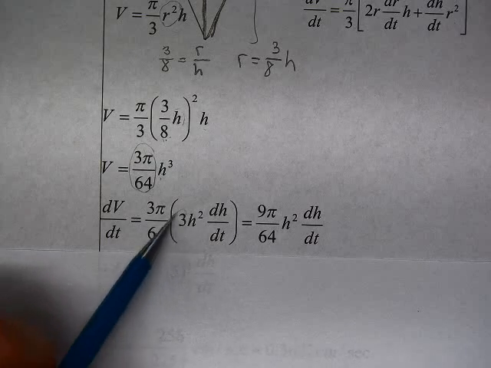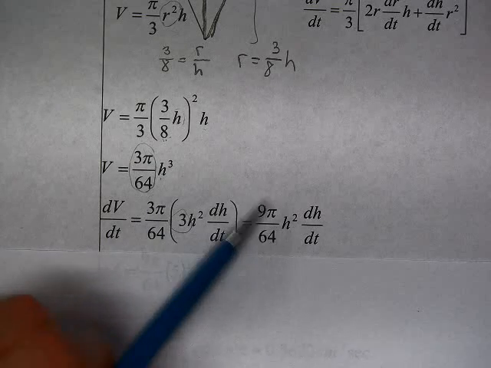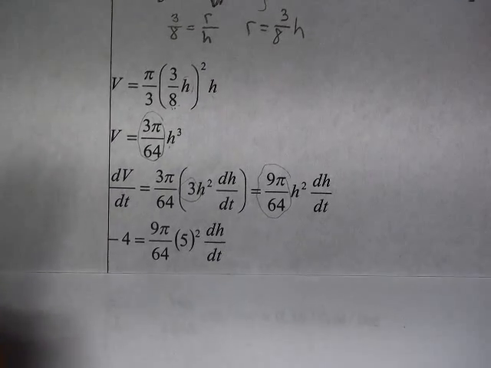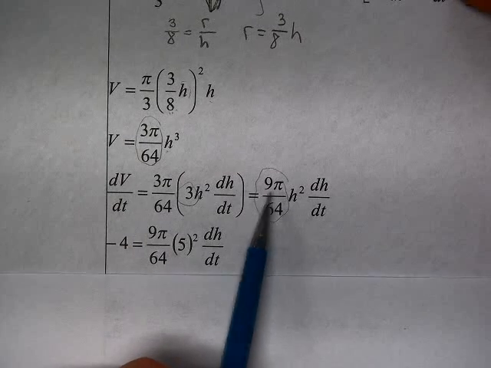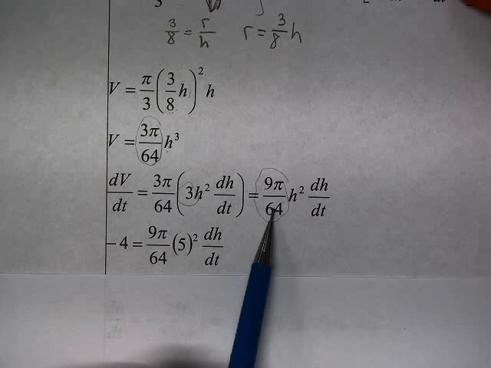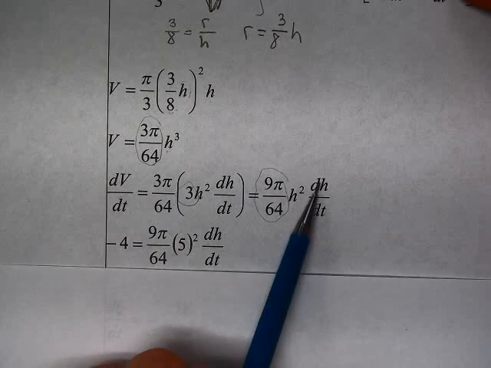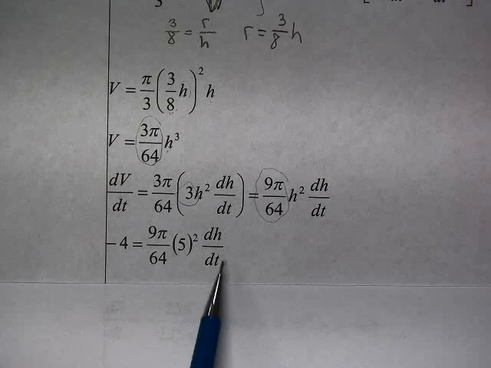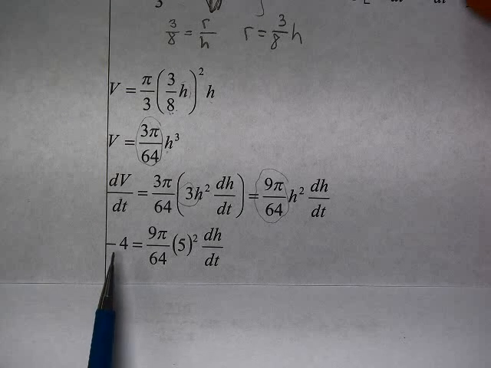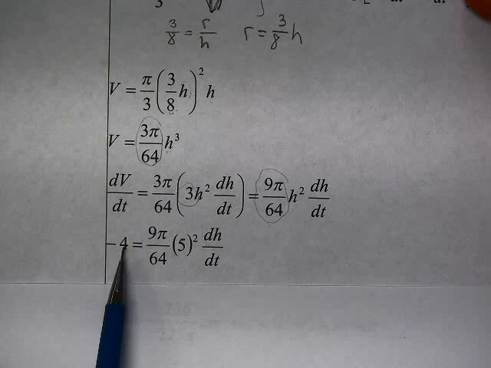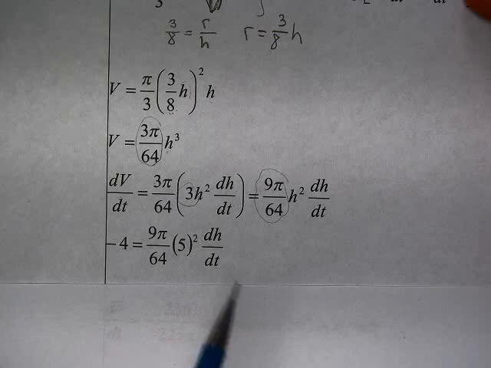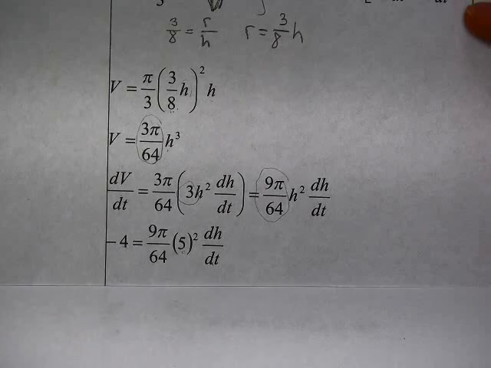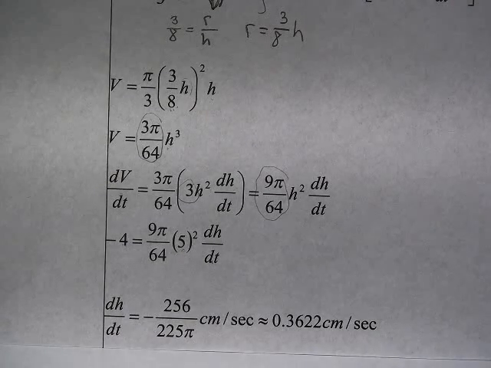Again, I do a little bit of simplifying. I take this 3, multiply it by that there. So I have this constant now. And I have a really pretty simple expression for dV/dt equals 9 pi over 64 times h squared times dh/dt. Now I plug in my current constants. So I know that dV/dt is -4 throughout the course of the entire problem. They want me to find dh/dt when h equals 5. So I plug those in, then I just solve for dh/dt.